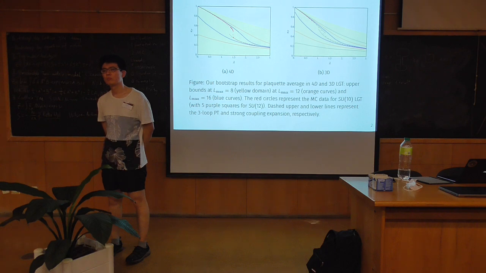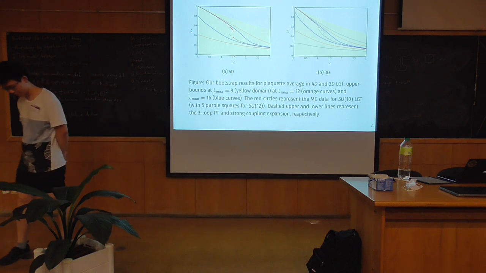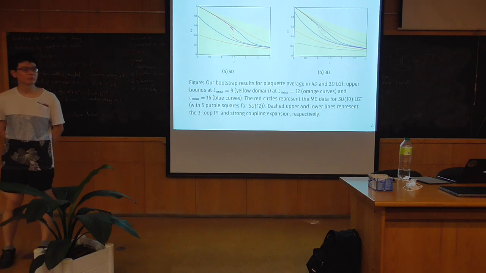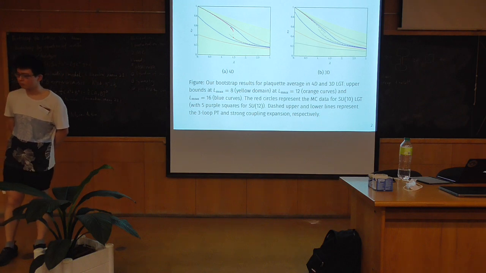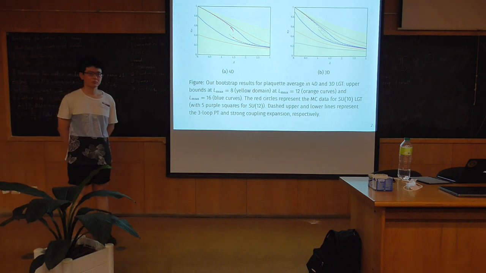But if we increase the length of the loops, we increase the infrared cutoff, and effectively we reach the continuum limit at some values of the coupling. It's the same game as in lattice gauge theory, only the infrared cutoff is different. Ultraviolet is the same. So you have to match all of that. We have to increase the length of the loop.